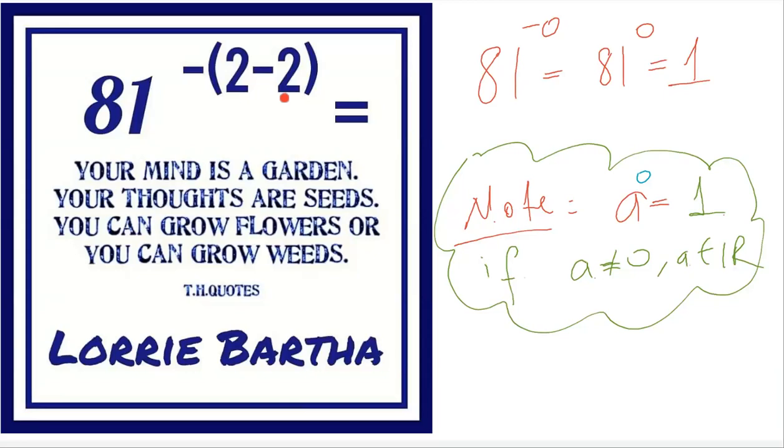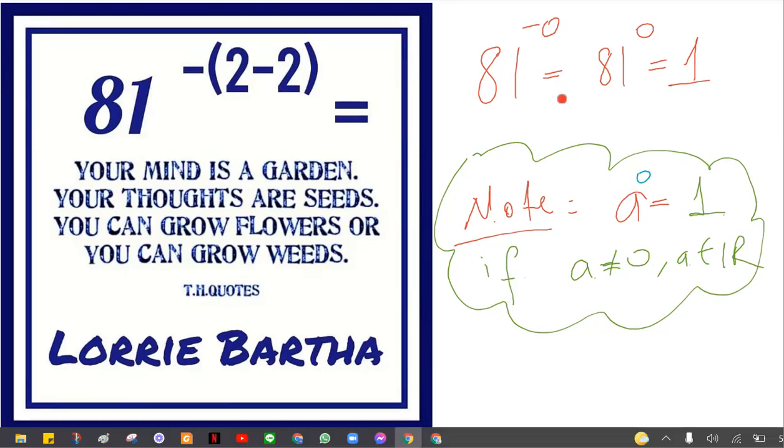So let's start with brackets. 2 minus 2 is 0, so 81 power negative 0, because there is a negative sign. But we know that 0 doesn't have a sign, positive or negative doesn't matter, so it equals 81 power 0. And we have a rule about 0 power. Whatever your base, if power is 0, result is 1, except when a is 0. If a is 0, so 0 power 0 is undefined, but except that, whatever your base, the power 0 will give you 1. So this equals 1.